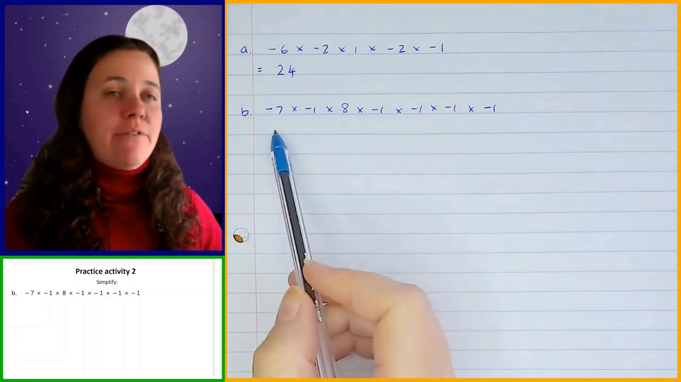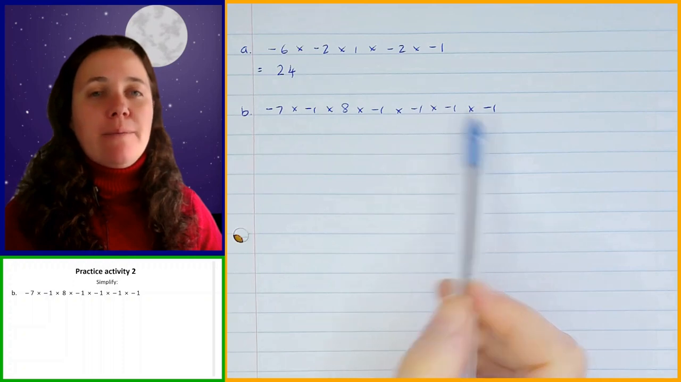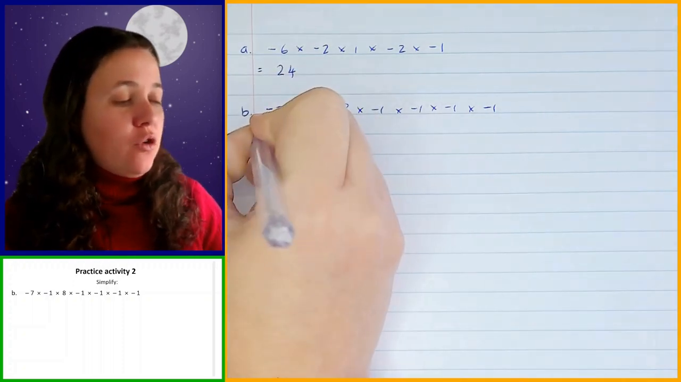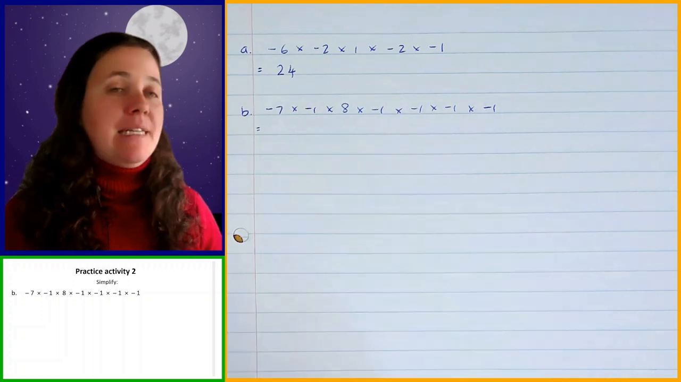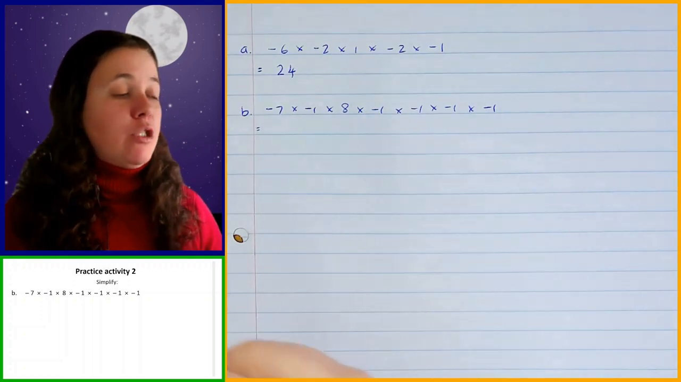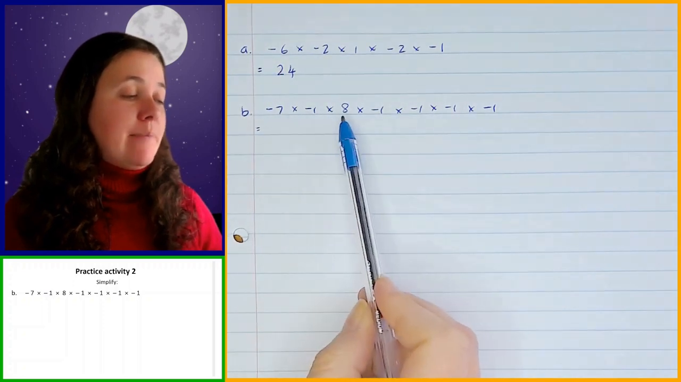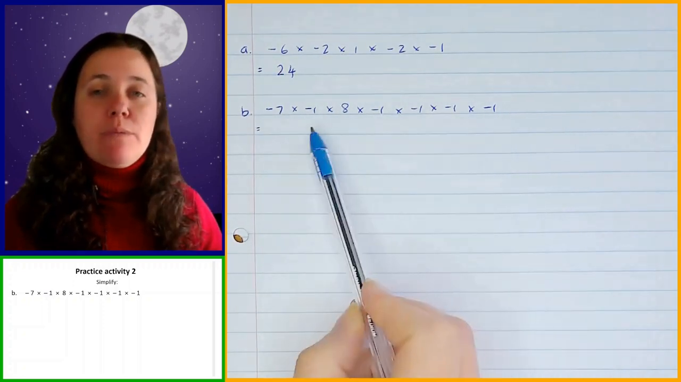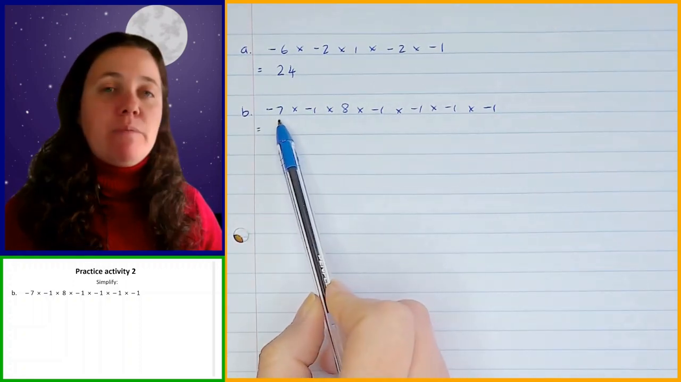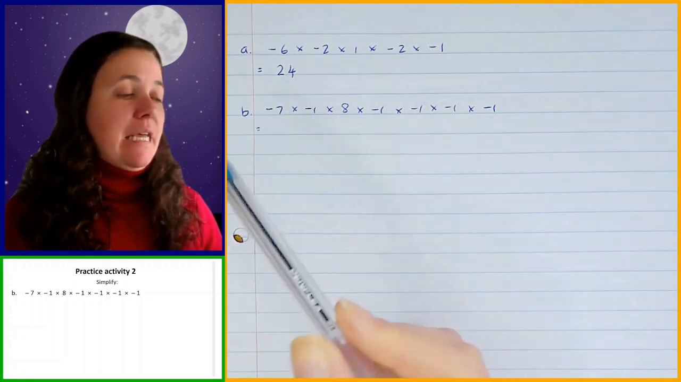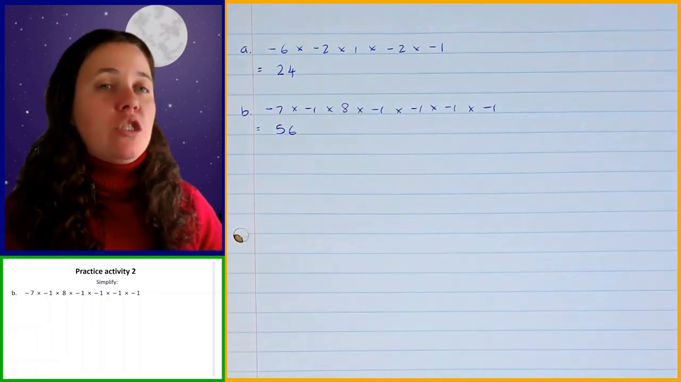So you had negative 7 times negative 1 times 8 times negative 1 times negative 1 times negative 1 times negative 1. Okay, so first of all, let's identify our sign. So I've got 1, 2, 3, 4, 5, 6 negatives. It's even, which means that my answer is going to be positive. And then I've got 7 times 8. I don't have to worry about any of those ones because when I multiply by 1, my answer is not going to change. So I'm just going to be multiplying the 7 and the 8 together, and that gives me 56. So that's going to be positive 56 for question B.